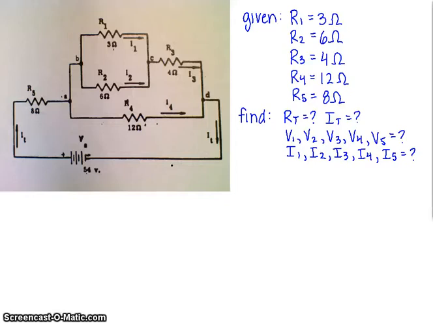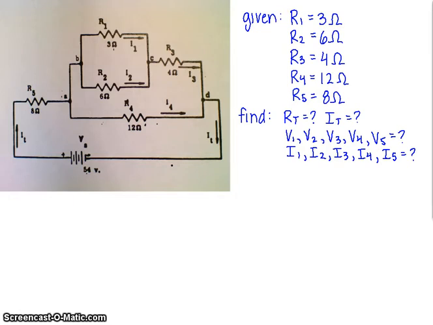We're going to work through the solution for one of the more challenging combination circuits that we've got. And you see that I've put the givens and finds up here. Basically, for all of these problems, we're going to have to find the total resistance, the total current, all of the voltages, and all of the currents through each of the circuit components.